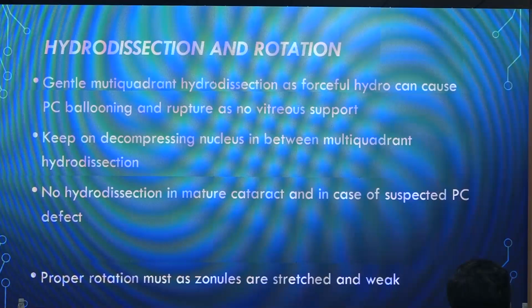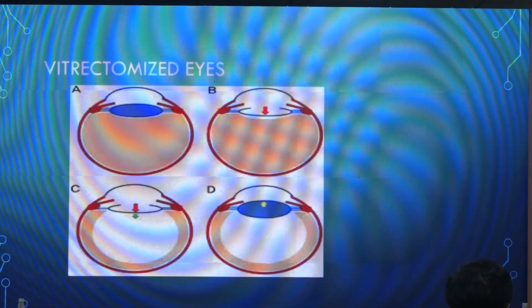Hydrodissection and rotation: gentle multi-quadrant hydrodissection. I'll be coming to that in the video. Keep on decompressing the nucleus in between multi-quadrant hydrodissection. No hydrodissection in mature cataract in case of suspected PC defect. And proper rotation is a must, as zonules are stretched and weak.